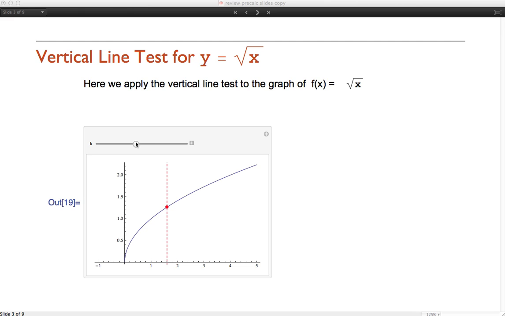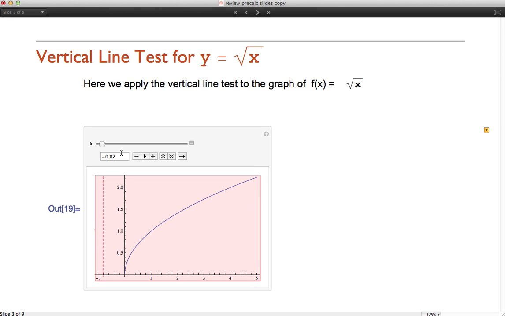The vertical line test in Mathematica, and here we actually have the graph of the function y equals the square root of x, so it should pass the vertical line test. So we've set this up so that we drag a line k. We're looking at the line x equals k here, and we drag it across the graph.